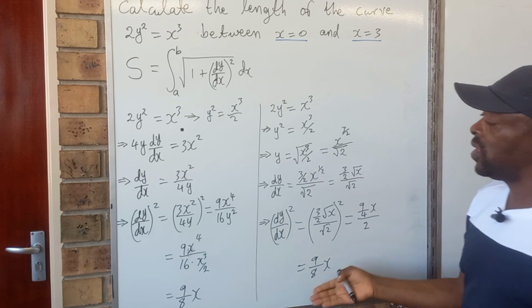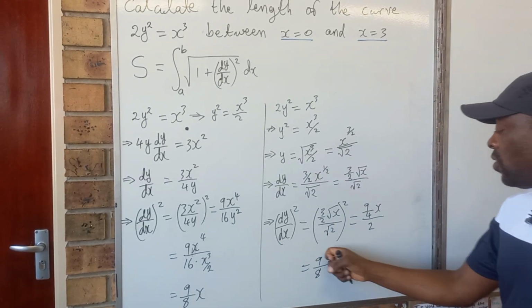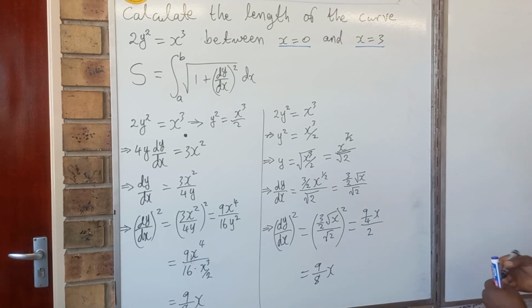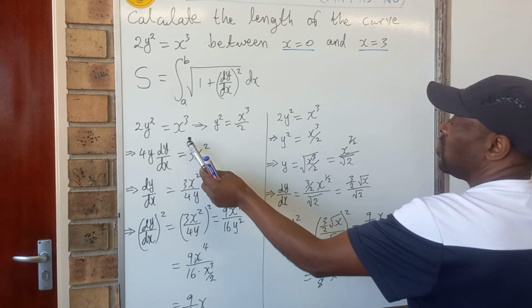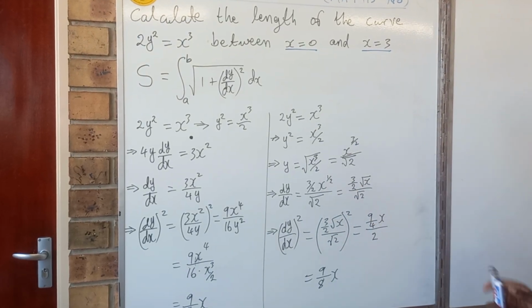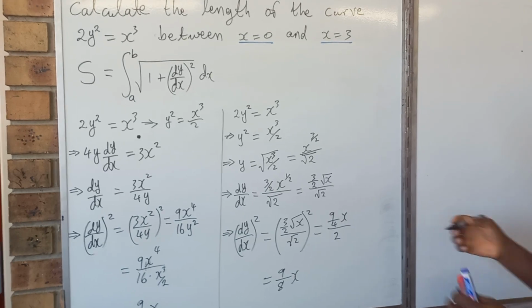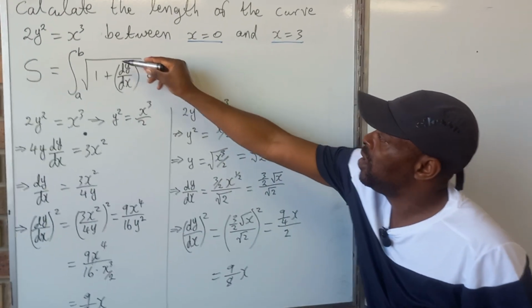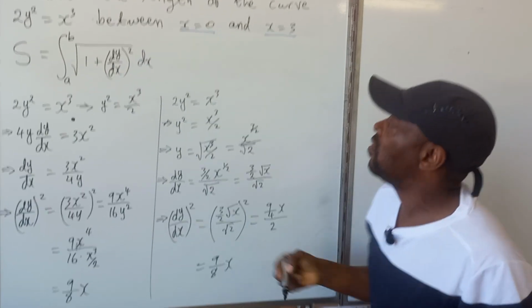So you see, whichever method you use for your derivative, you end up with 9 over 8x. So it's now left for you to decide whether, once I get this problem, do I differentiate implicitly or do I make y the subject first before I differentiate. So at this stage, I can now go back to my formula. I'm done with this portion of the derivative, the first derivative, all that square.